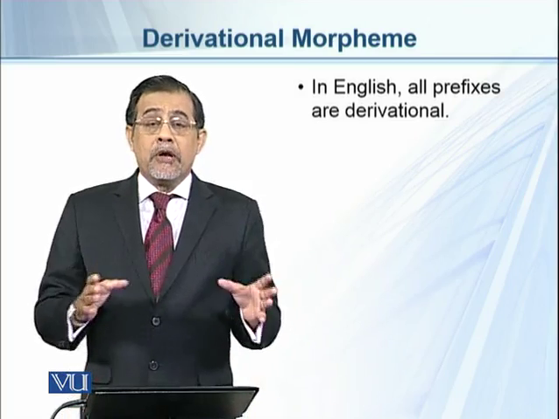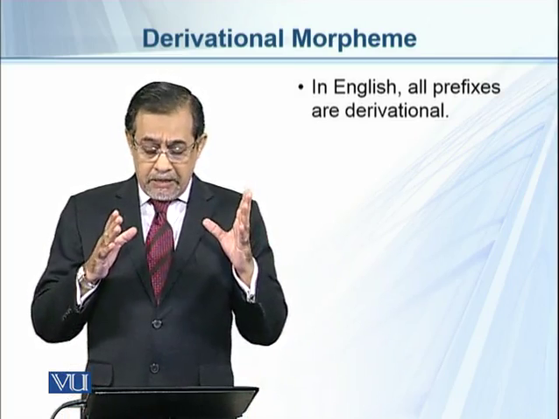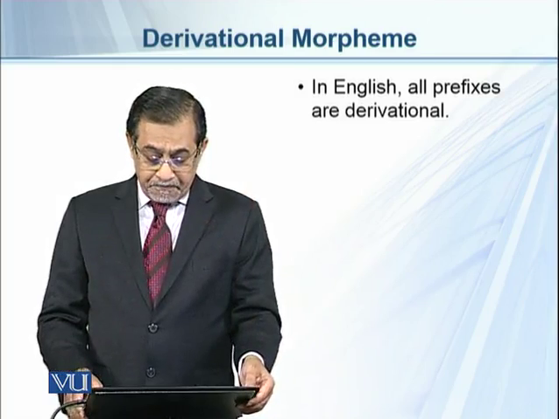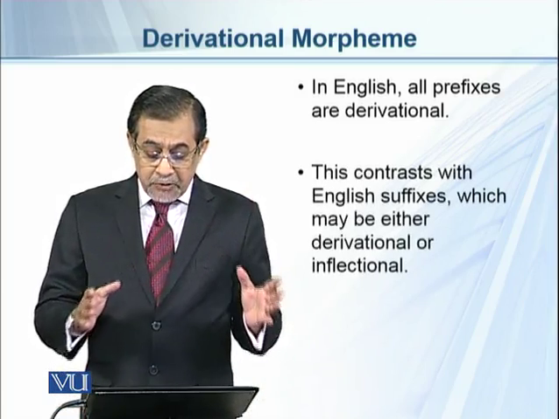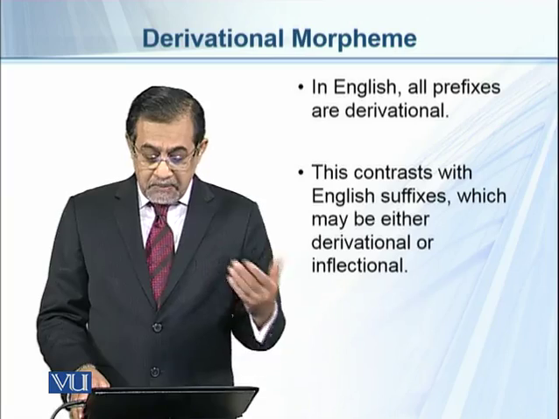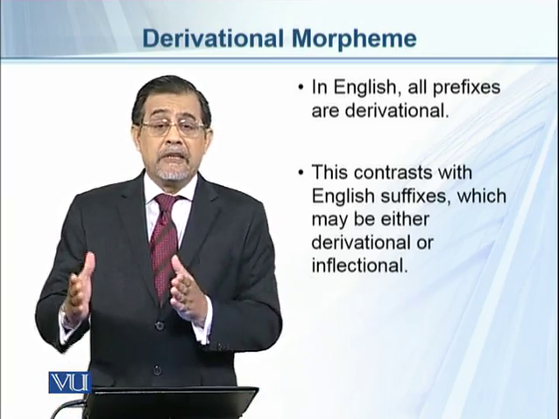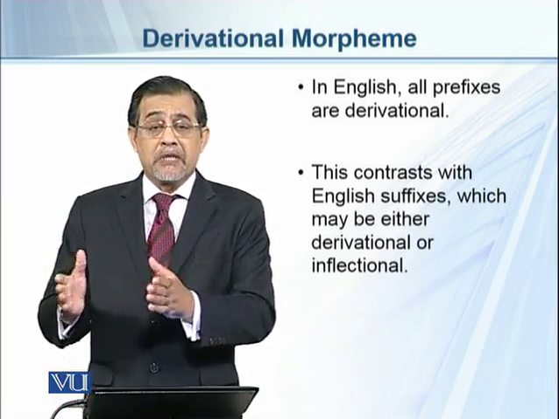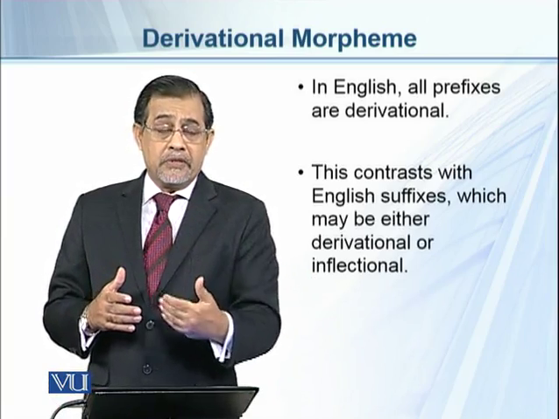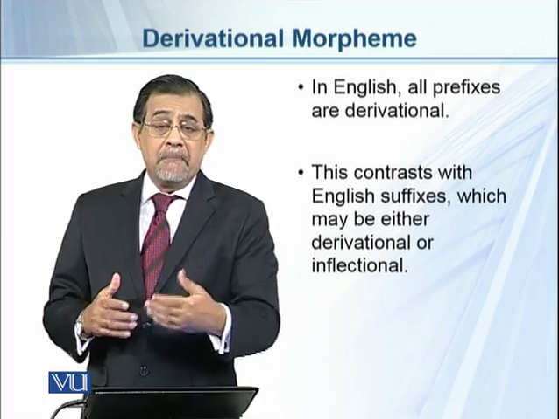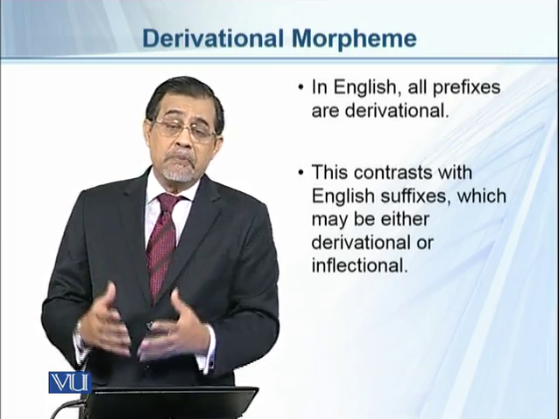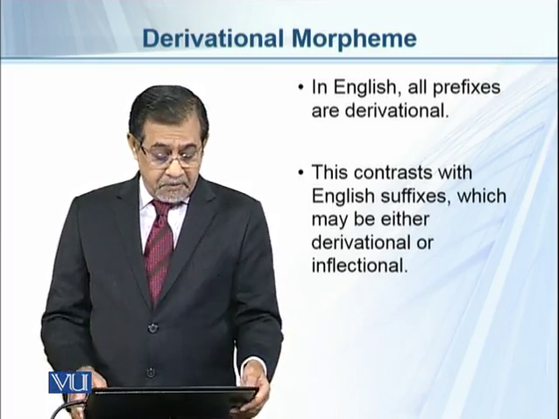In English, all prefixes are derivational, as I just said. This contrasts with English suffixes, which may be either derivational or inflectional. We know that inflectional morphemes come at the end of the stem, and they can also be derivational morphemes.